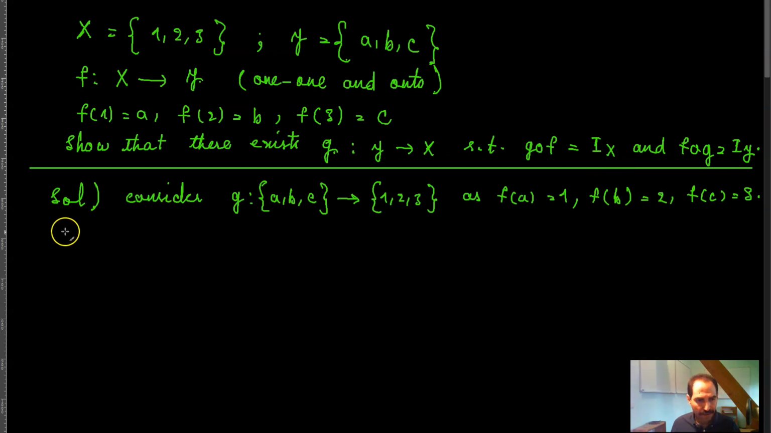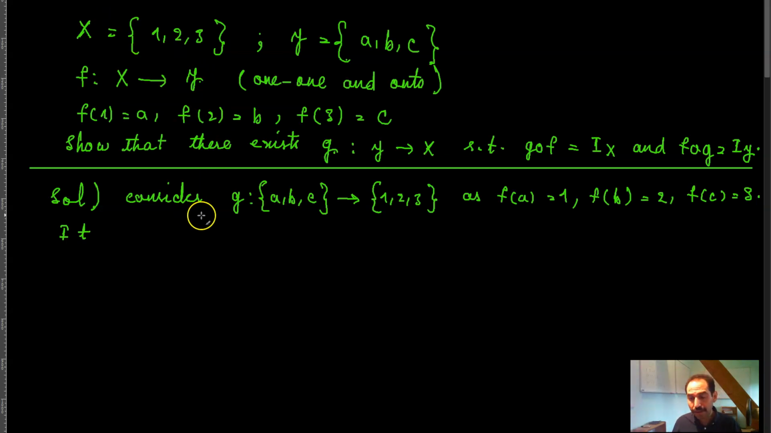Now, it can be verified that this is the function that we were looking for, meaning that we wanted to show that there exists g from Y to X such that g o f is equal to I of X and f o g is equal to I of Y. So now we want to show that, taking the function that we have defined here as g, both g o f is equal to I of X and f o g is equal to I of Y are true. So let's see how we can show that.